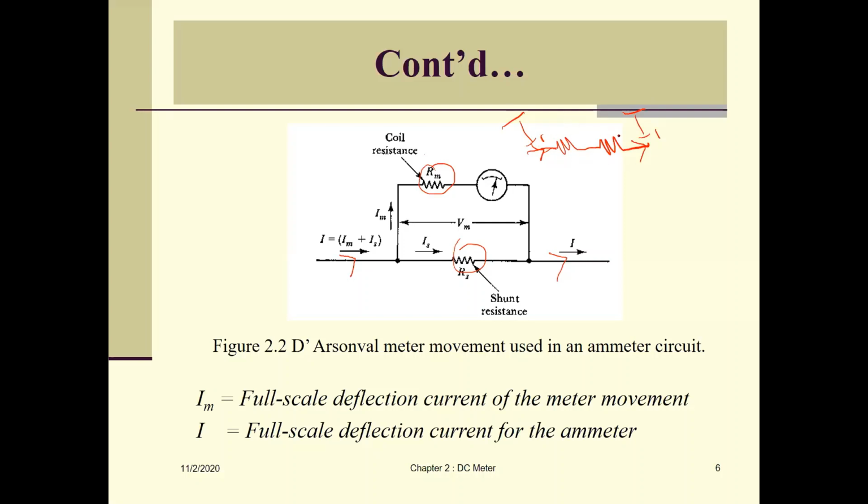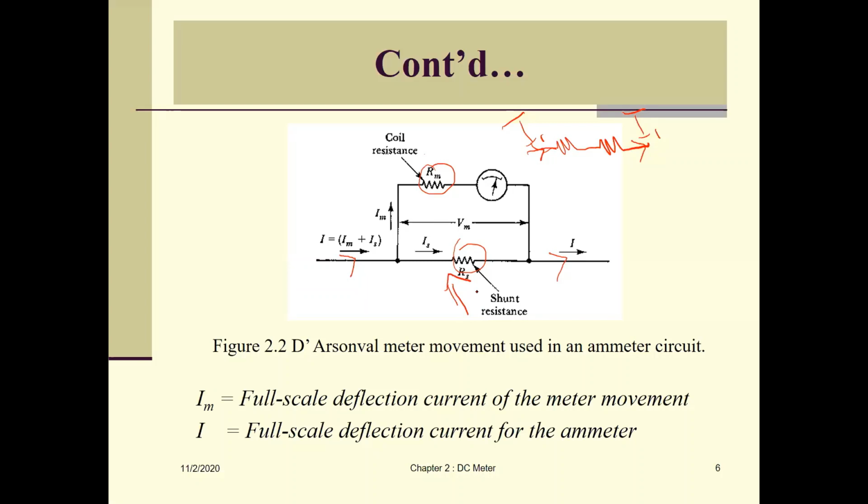But the current in parallel will be separated. For example, you can see this one. Here we have a branch: one goes to the shunt resistor, and another goes to Rm here. It depends on the amount of resistance. The higher the resistance, the lower the current.